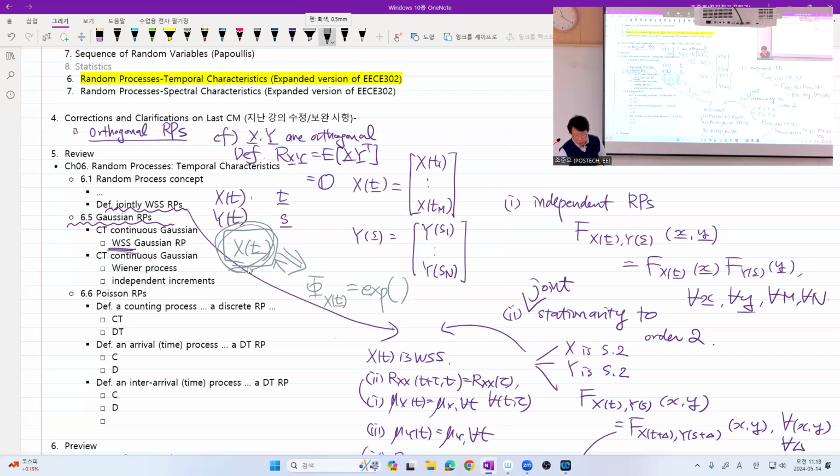And wide-sense stationarity means what? This mean path is constant. And what? And your autocovariance function is a function only of time difference tau. Got it? And also you can easily see from that result, the characteristic function, then you can say that wide-sense stationarity for Gaussian random process if and only if strict sense stationarity of the Gaussian process.